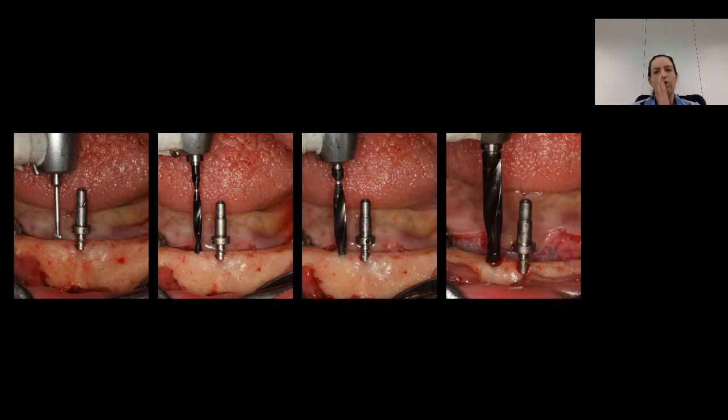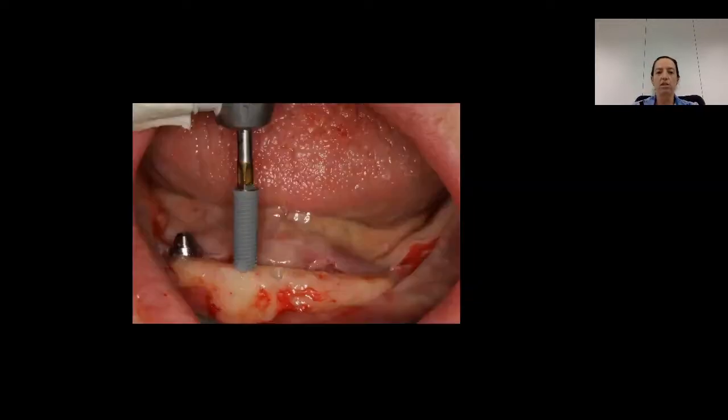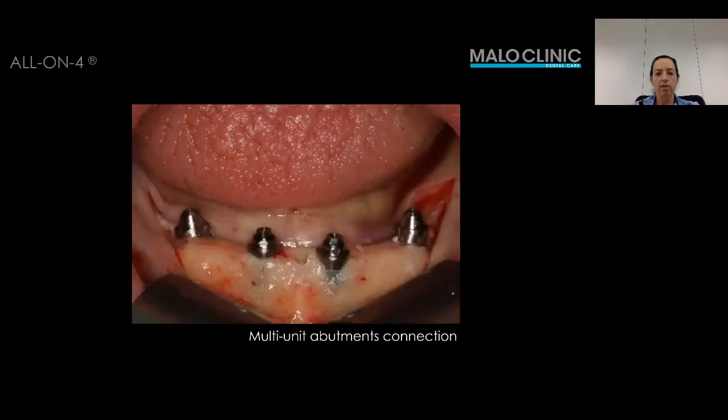To place the ones in the front, we can use just this pin guide, and again we check where the tip of our implant is, where the middle line is, and we can use from this side to this, we can choose the best bone that we have to place our implant. So we place our implant, and after that we connect our abutments.